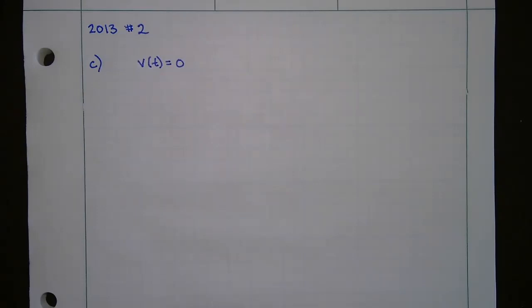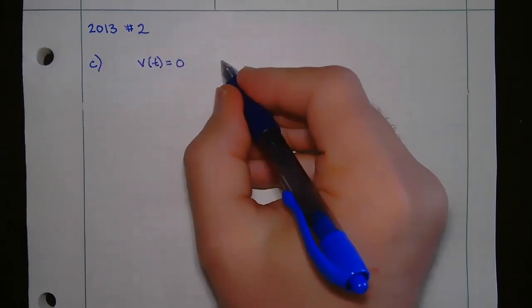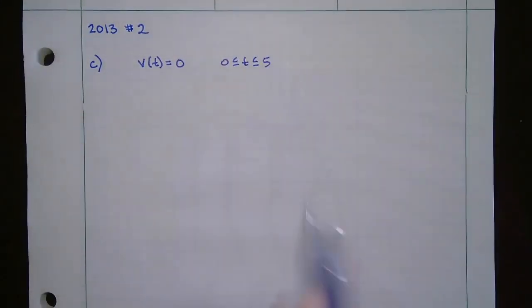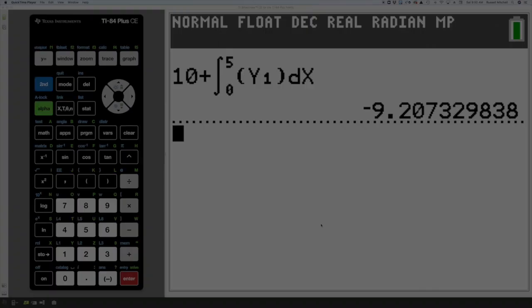And then if it changes signs at that value, then we know it changed directions. So let's go to the graphing calculator and solve this from 0 to 5, because we do have 0 less than or equal to t less than or equal to 5. And we're going to look in that interval for where this happens.